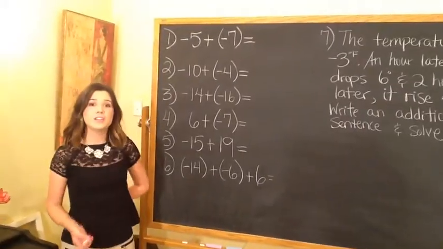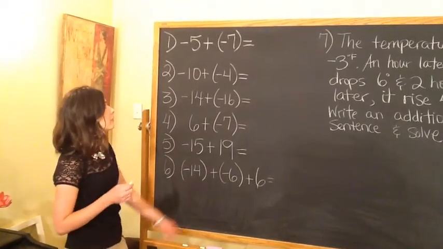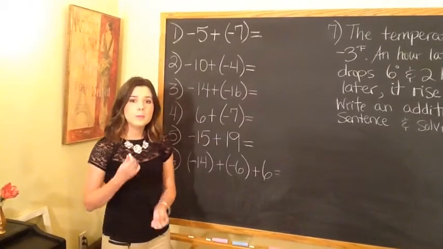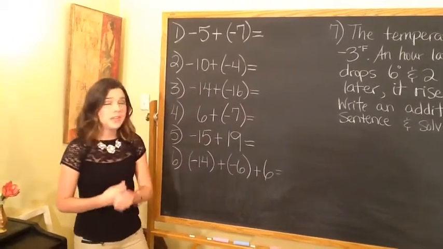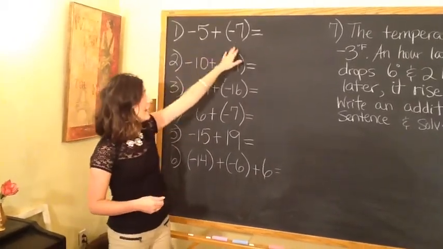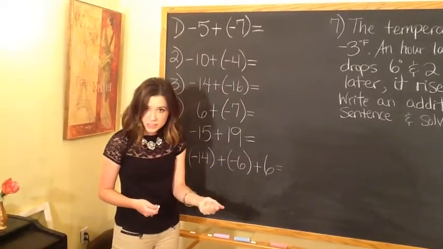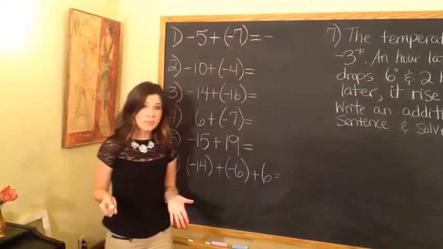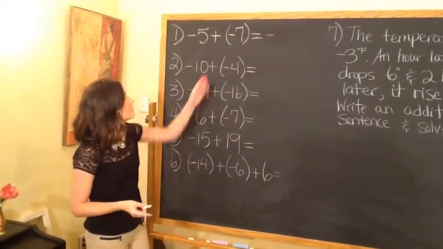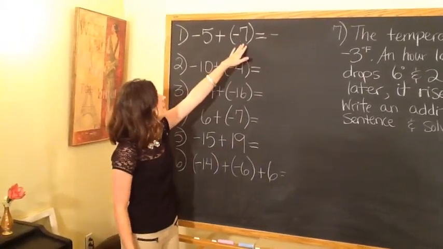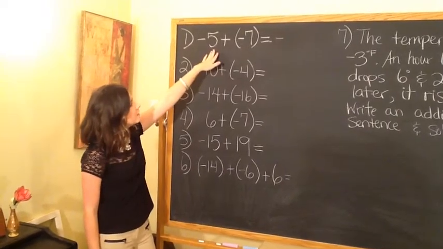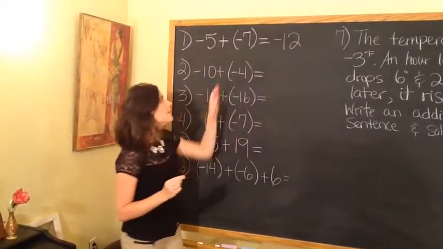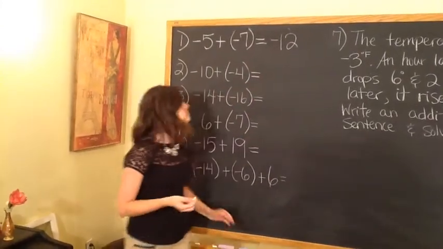Alright, let's go ahead and look at example number 1. Example number 1 says negative 5 plus negative 7. Now, if you remember what we just talked about, we're adding two negatives. So a negative plus a negative gives us what type of solution? It gives us a negative answer. So I know it's going to be negative something. Now, what is it going to be? Let's go ahead and add 7 plus 5, and that's going to give us 12. So we have negative 12 as our answer.